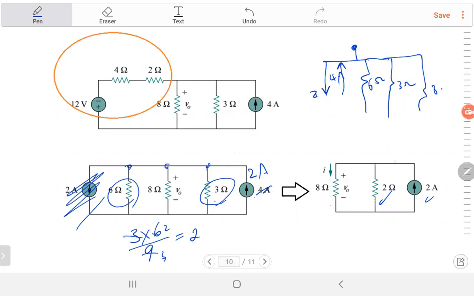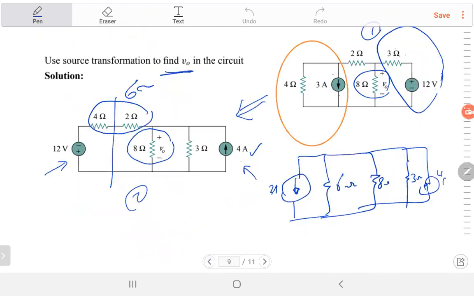Now you have 2 amp in, then the current will be divided. Current divided again. So I will be equal to the total current 2 times the opposite resistance 2 ohm divided by the sum 2 and 8, which is 10. And then you got it. It would be like 0.4. You got 0.4 amp, then multiply it by 8, you get the voltage. And it's done.